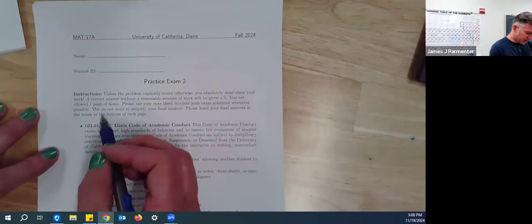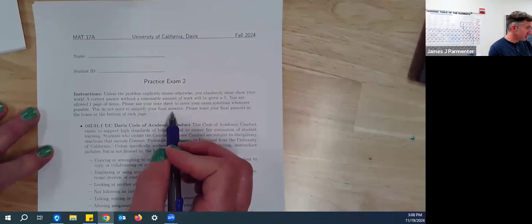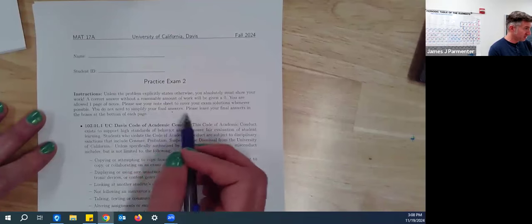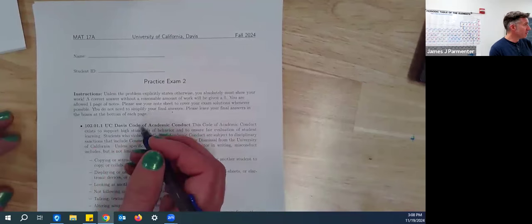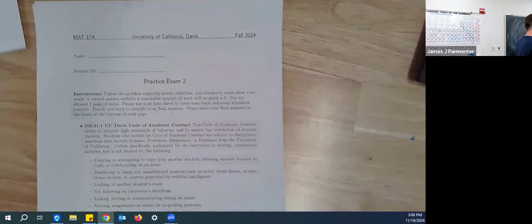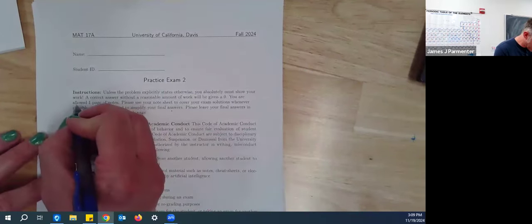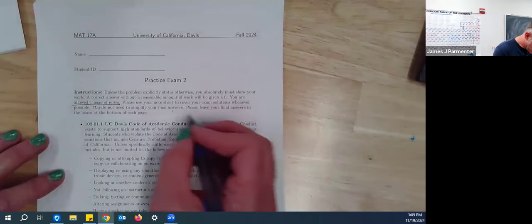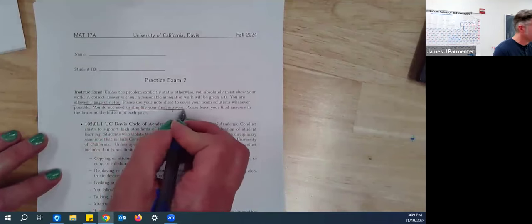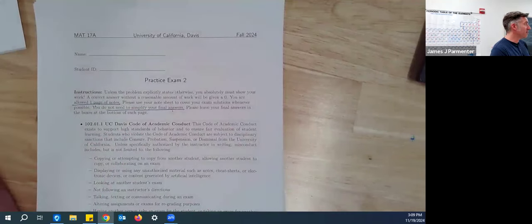You do not need to simplify your final answers. That's good to know as well, right? So don't spend time simplifying if this is your test instructions. Please do your final answers in the boxes at the bottom of each page. Now, I imagine the instructions for Varn and Lewis might not be exactly the same, but they're probably still worth reading when the exam starts, or if they're posted ahead of time. I would focus specifically on the fact that you're allowed 1 page of notes, and that you do not need to simplify your final answers. That seems like a big deal too. You shouldn't spend time simplifying your answers there.